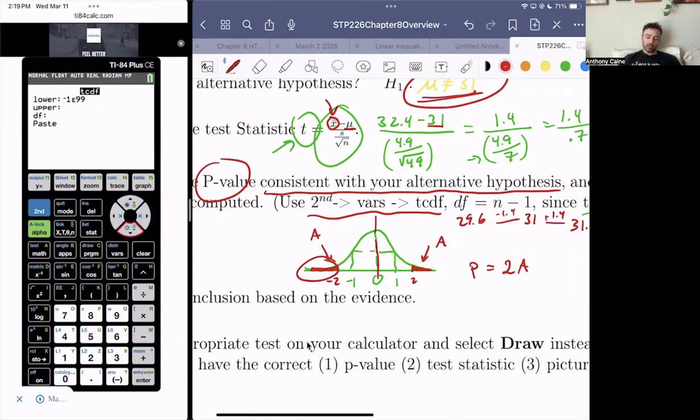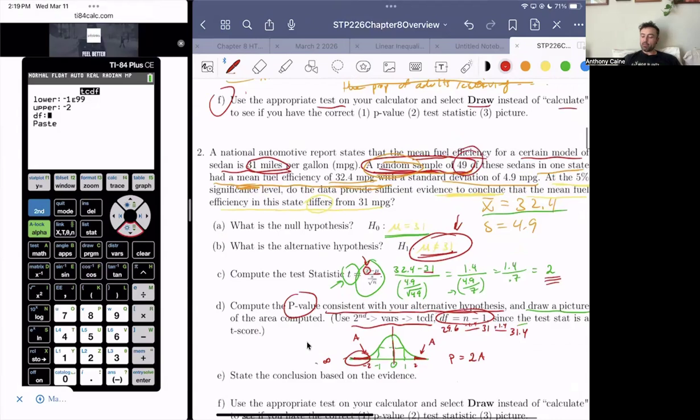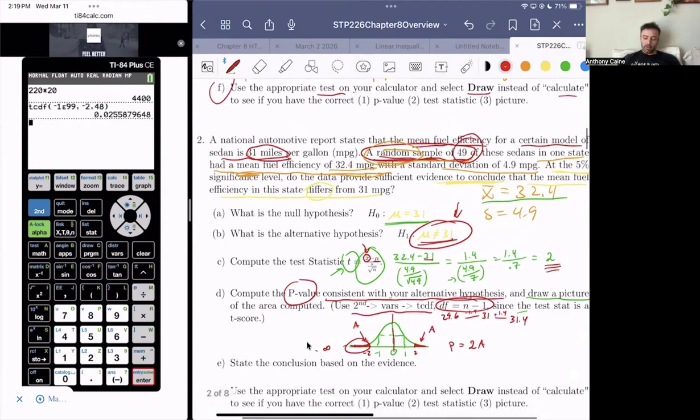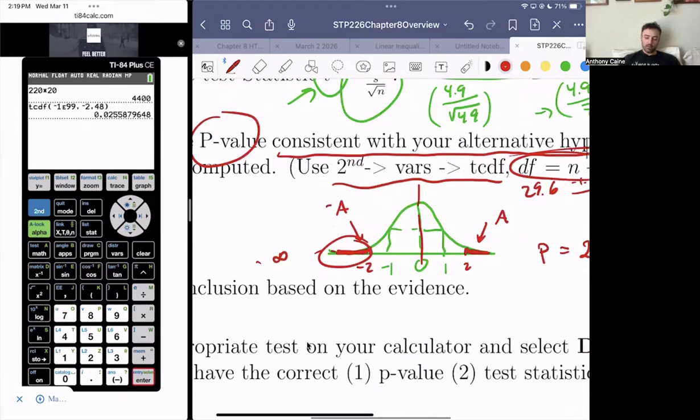So my lower bound, it doesn't exist. It's minus infinity. It just keeps going. My upper bound is this -2, -2. Degrees of freedom is 1 less than your sample size. We have a sample size of 49. So 49 minus 1 is 48. Okay. Paste, enter. So this area here is 0.025587, blah, blah, blah. Who cares?